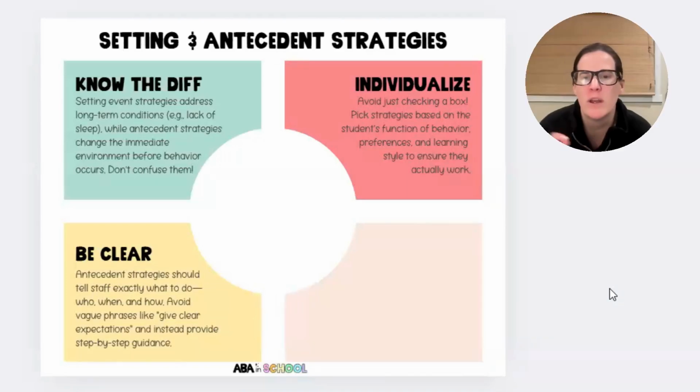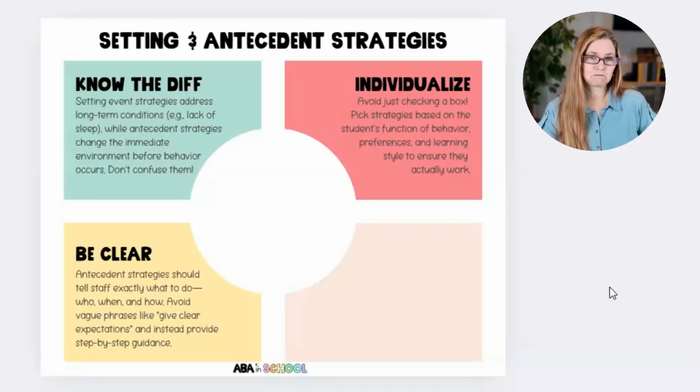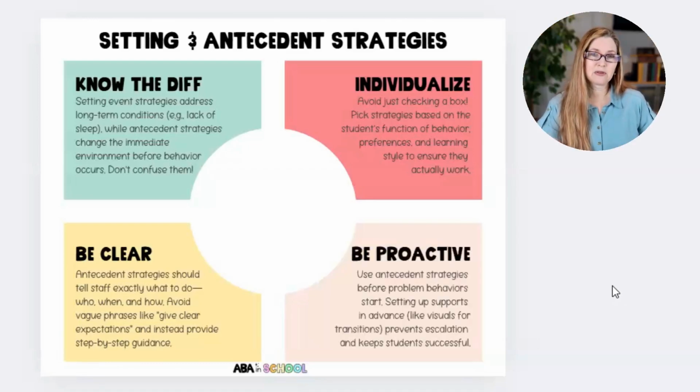I love that. Sometimes when I'm writing up a plan, if they have a really specific schedule or token board, I'll try to snip it, copy and paste it right onto the plan. That way there's no confusion, like, oh, that token board is for transitions, or this schedule's for work, or whatever. That's a really good idea. I like that.